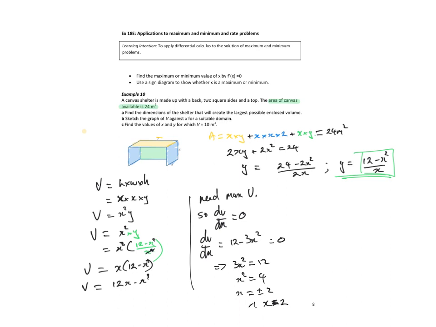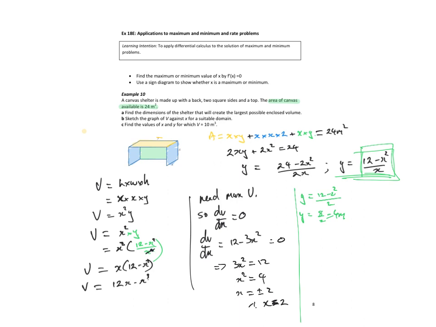So if the side length x is 2 metres, if I use my y relationship, y is equal to 12 minus 2 squared on 2, y is equal to 8 on 2, which is equal to 4 metres. So those are the dimensions of my box, or what are we making, a shelter, that gives me the largest possible volume.